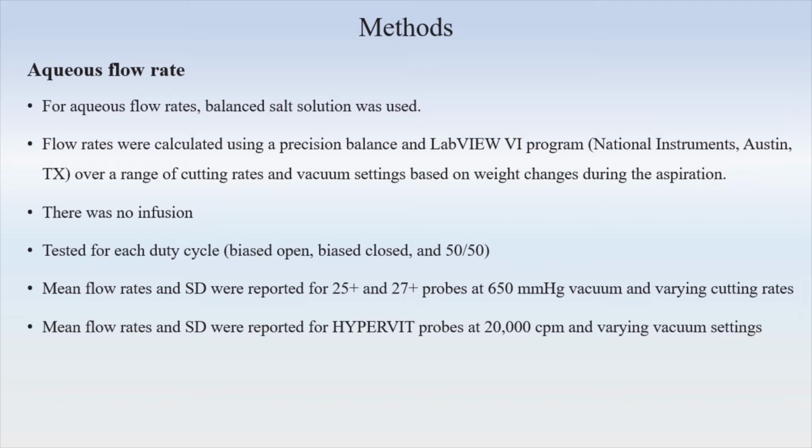Aqueous flow rate was measured for three different cycles: open, closed, and 50-50, and they have reported mean plus standard deviation for both 25 and 27 gauge cutters at maximum vacuum and at maximum cut rate.